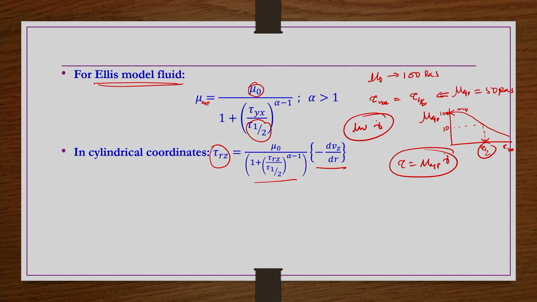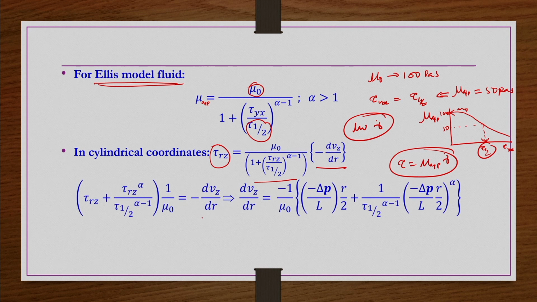So, now what do we do? We keep minus dVz by dr on one side. Then the remaining terms go to the other side: tau Rz plus tau Rz power alpha divided by tau power alpha minus 1, and this entire term multiplied by 1 by mu naught. So, if you take it to the right-hand side, it is minus 1 by mu naught, and in place of tau Rz you can write minus delta P by L R by 2, because we just derived that. So, when you write it, you get this expression.